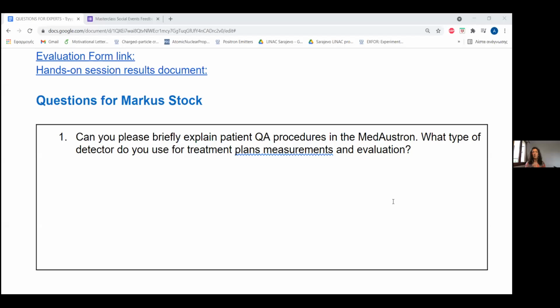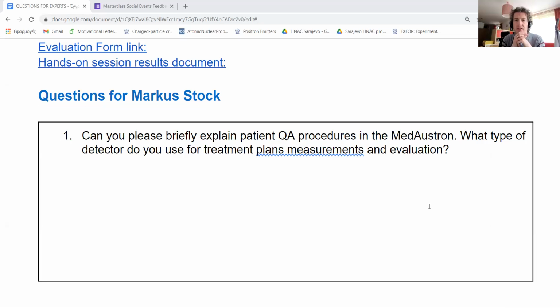Maybe you can quickly answer this question. Can you please briefly explain patient care procedures in MedAustron? What type of detector do you use for treatment plan measurement? Usually we use a 3D block of pinpoint ionization chambers in a water tank, and up till February this year, all plans were verified with this block of pinpoint ionization chambers.